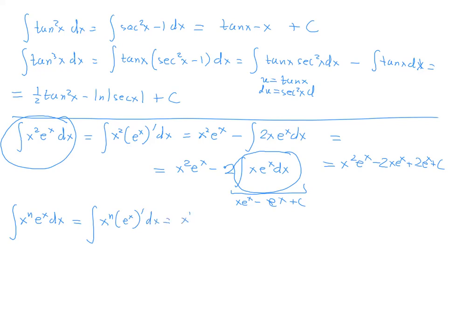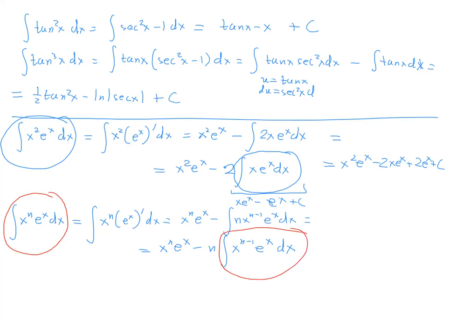That would have given you x to the n e to the x minus, and now of course you take the derivative of x to the n, which is n times x to the n minus 1, e to the x dx. This is the same thing as x to the n e to the x minus n times the integral of x to the n minus 1 e to the x dx. So all of a sudden, what you're getting is what we call a reduction formula that gives you this integral in terms of a very similar integral of 1 degree less.